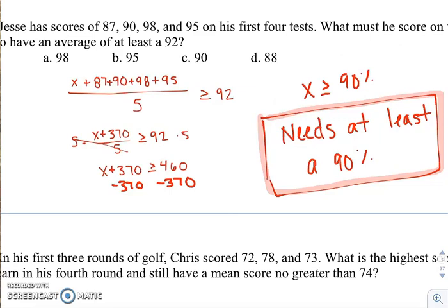So all we did is add up what we have, include the one we're trying to find, and divide by the number of total tests, or whatever it might be, depending on your problem, underneath those totals.